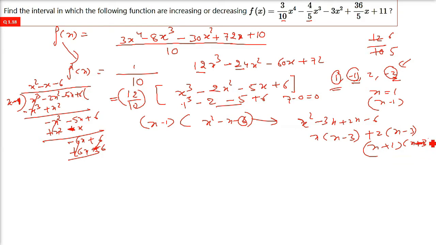So you have 3 factors here, x minus 1. We have not completed. We have just made the factors. We have not yet reached the increasing and decreasing discussion. So x minus 1, x plus 2 and x minus 3.